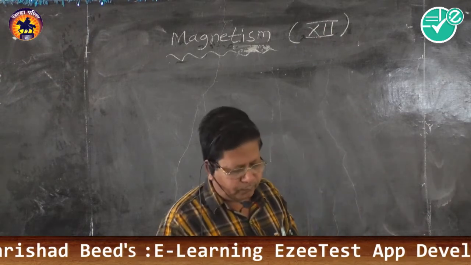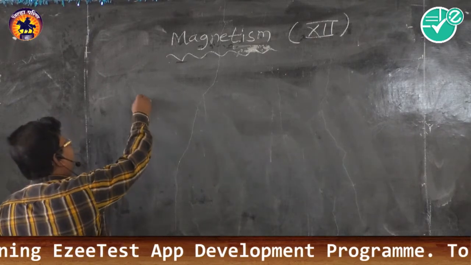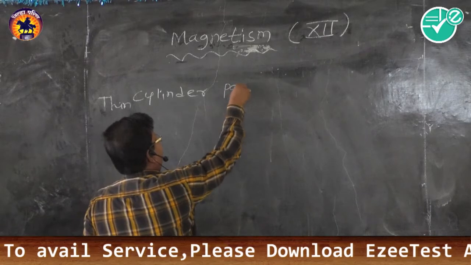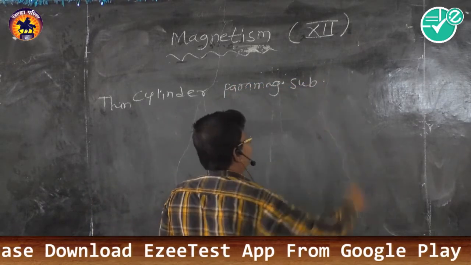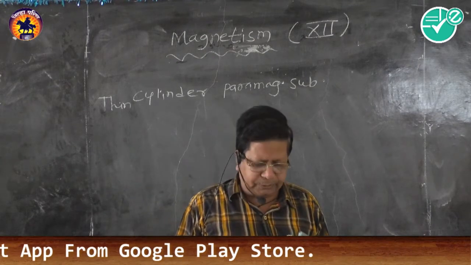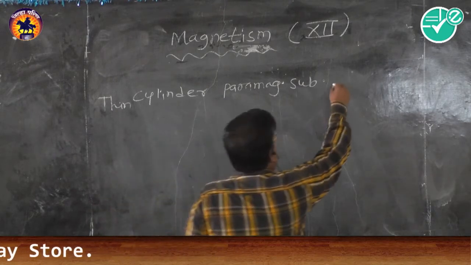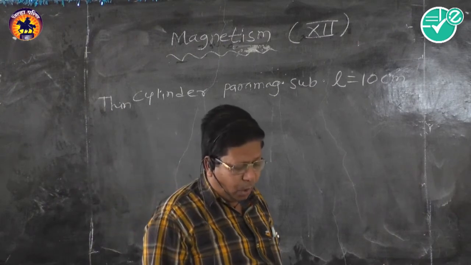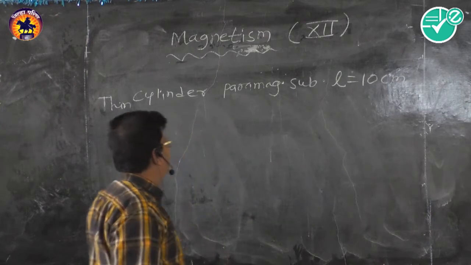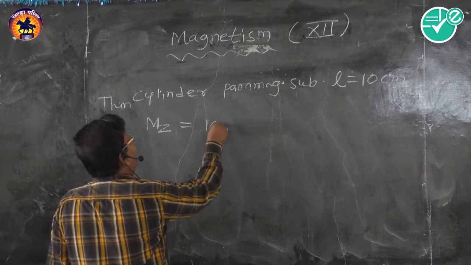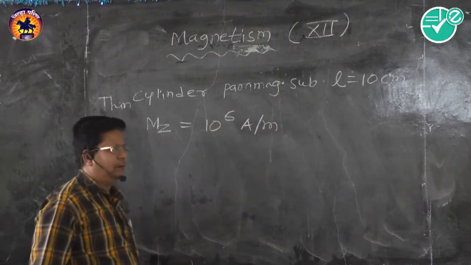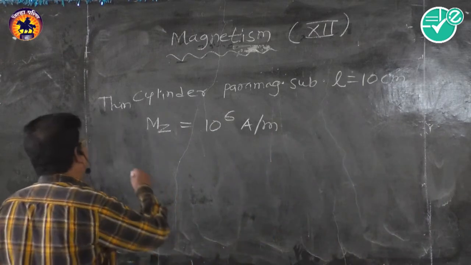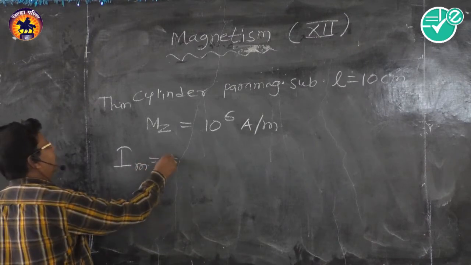Let us suppose that there is a cylinder, a thin cylinder of paramagnetic substance, and the length of this thin cylinder is L and is equal to 10 cm. And also suppose that the value of magnetization is 10^6 ampere per meter, and we have to find the value of magnetizing current. This is magnetizing current.